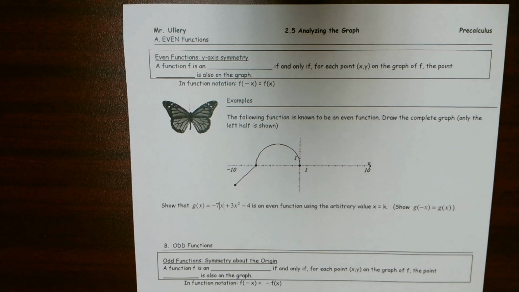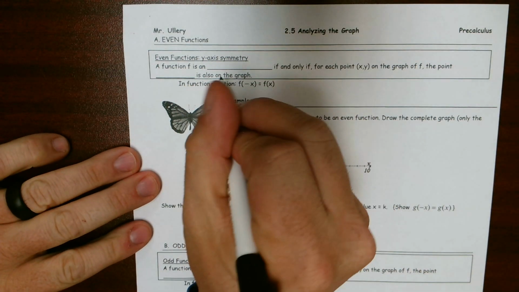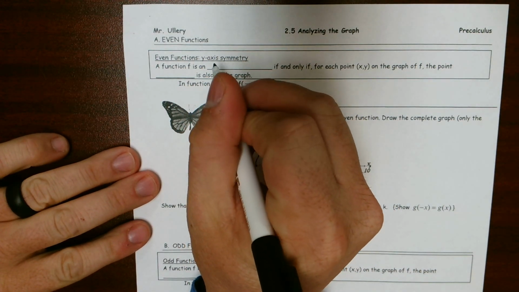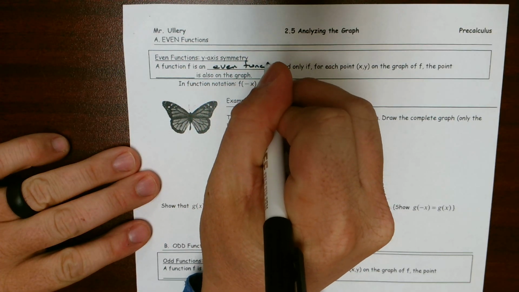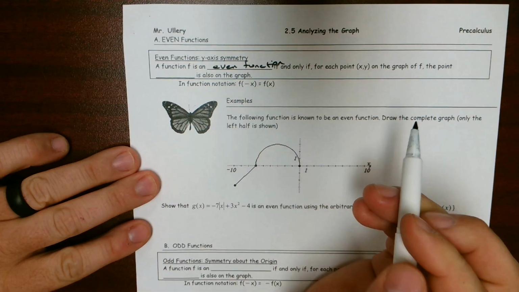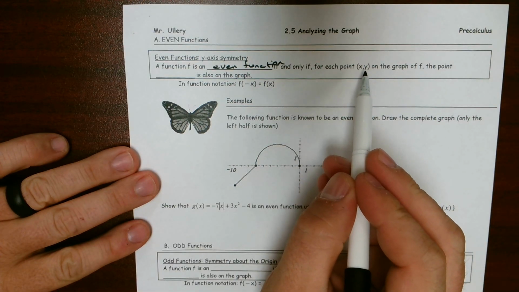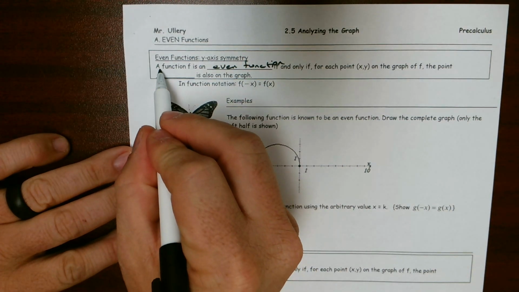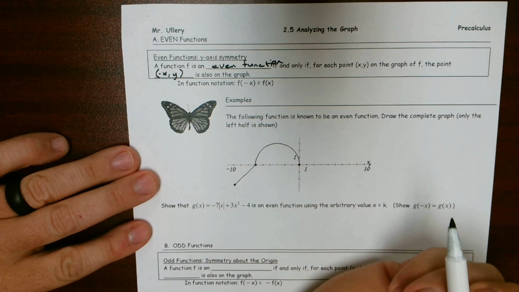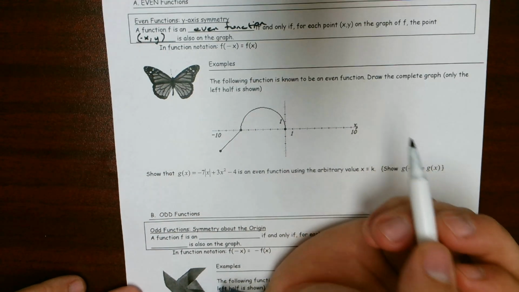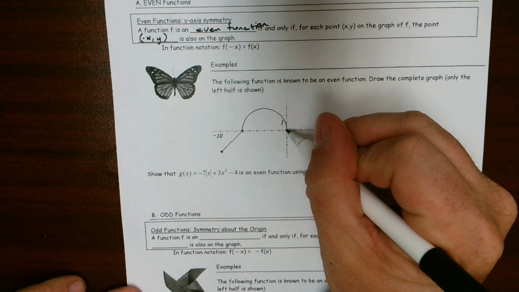Today we're in Chapter 2, Section 5, analyzing the graph. So we're going to start off by talking about even functions, meaning y-axis symmetry, symmetrical to the y-axis. A function f is an even function if and only if for every point on the graph, (x, y), the opposite x with the same y is still on the graph.